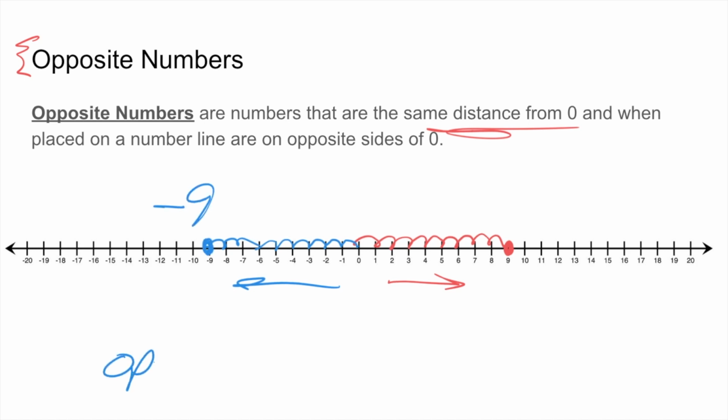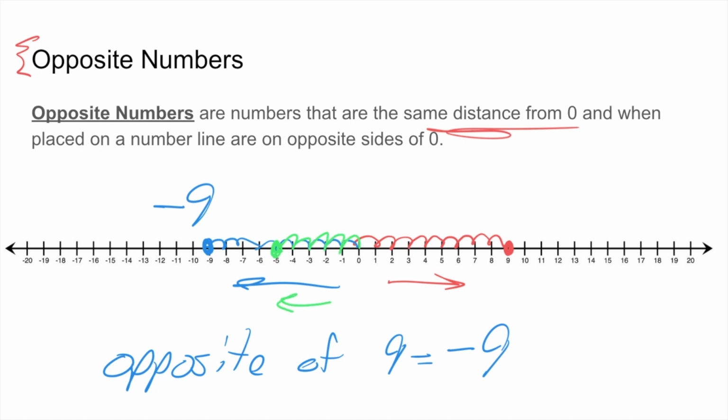So the opposite of 9 is equal to negative 9. And same thing, if I pick a number here, let me start with negative 5. Negative 5 is 5 units away from 0 on the left-hand side. So the number that is 5 units away from 0 on the right-hand side is positive 5. So the opposite of negative 5 is equal to 5.